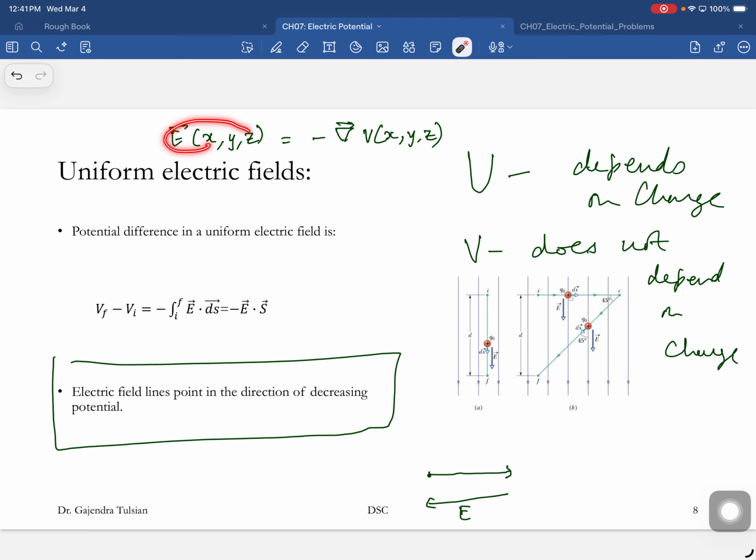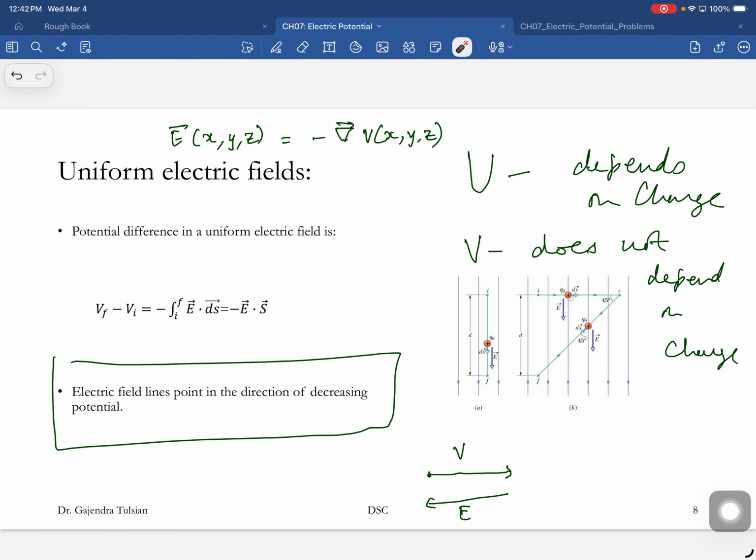You saw how electric fields and electric potentials are related. So if the potential is increasing in this direction, electric field is pointing in that direction. Electric fields point in the direction of decreasing potential. So in this example, this equation is showing you a constant electric field.